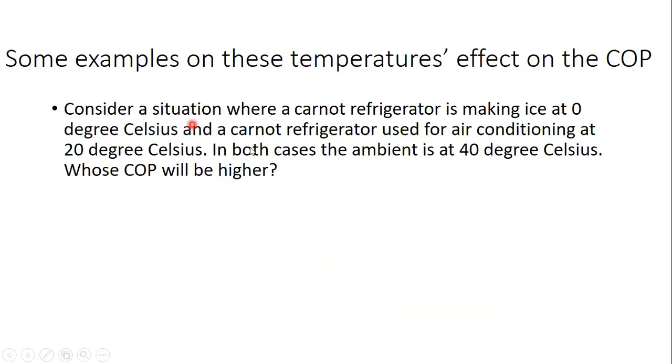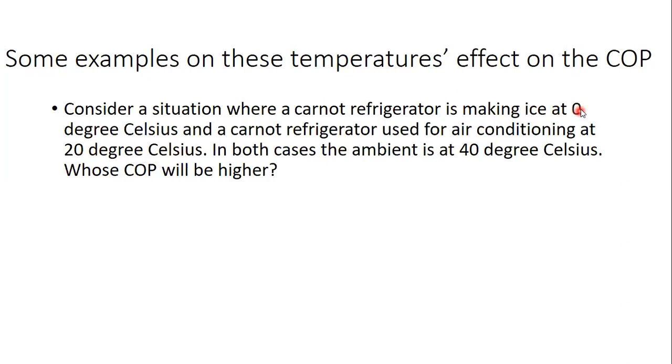Now, continuing with this similar discussion, consider a situation where a Carnot refrigerator is making ice at 0 degrees Celsius. That is, suppose this Carnot refrigerator is creating a lowest temperature of 0 degrees Celsius. And consider another Carnot refrigerator used for air conditioning. Air conditioner or refrigerator, both are working on the same cycle. Suppose this Carnot refrigerator is used for air conditioning at 20 degrees Celsius.